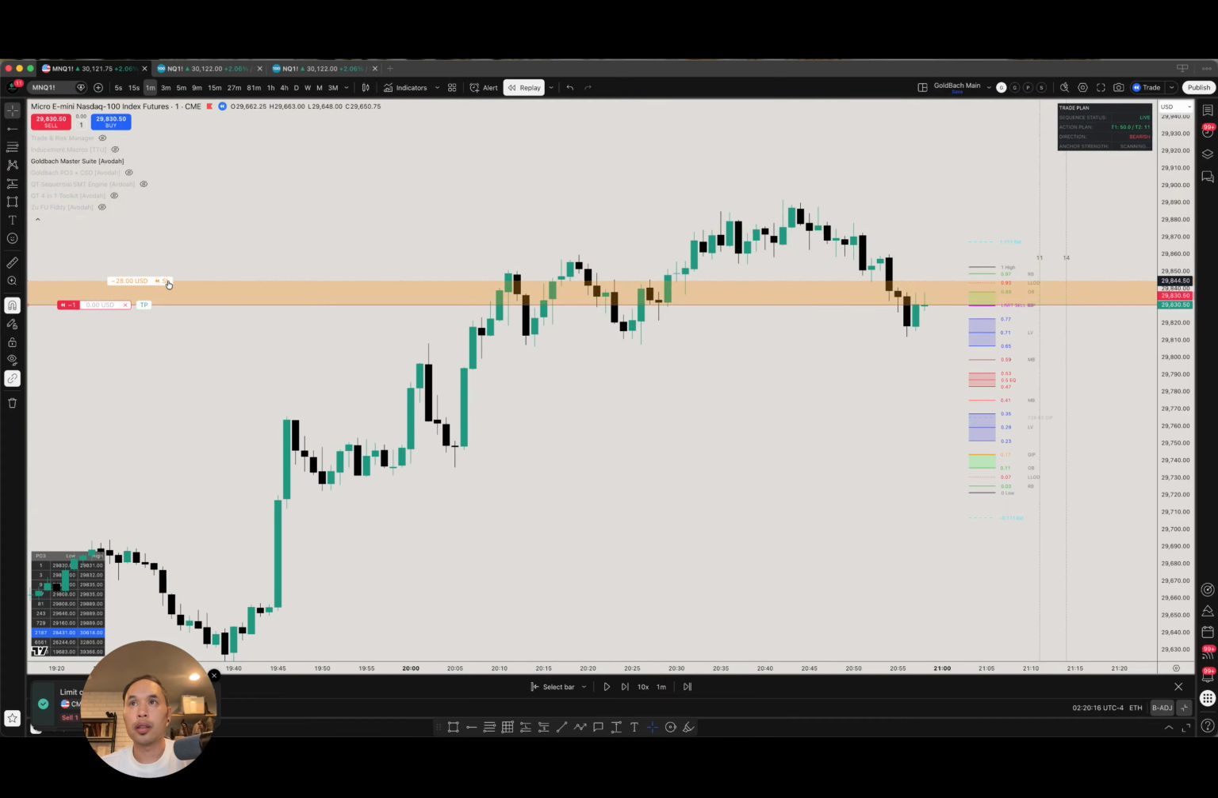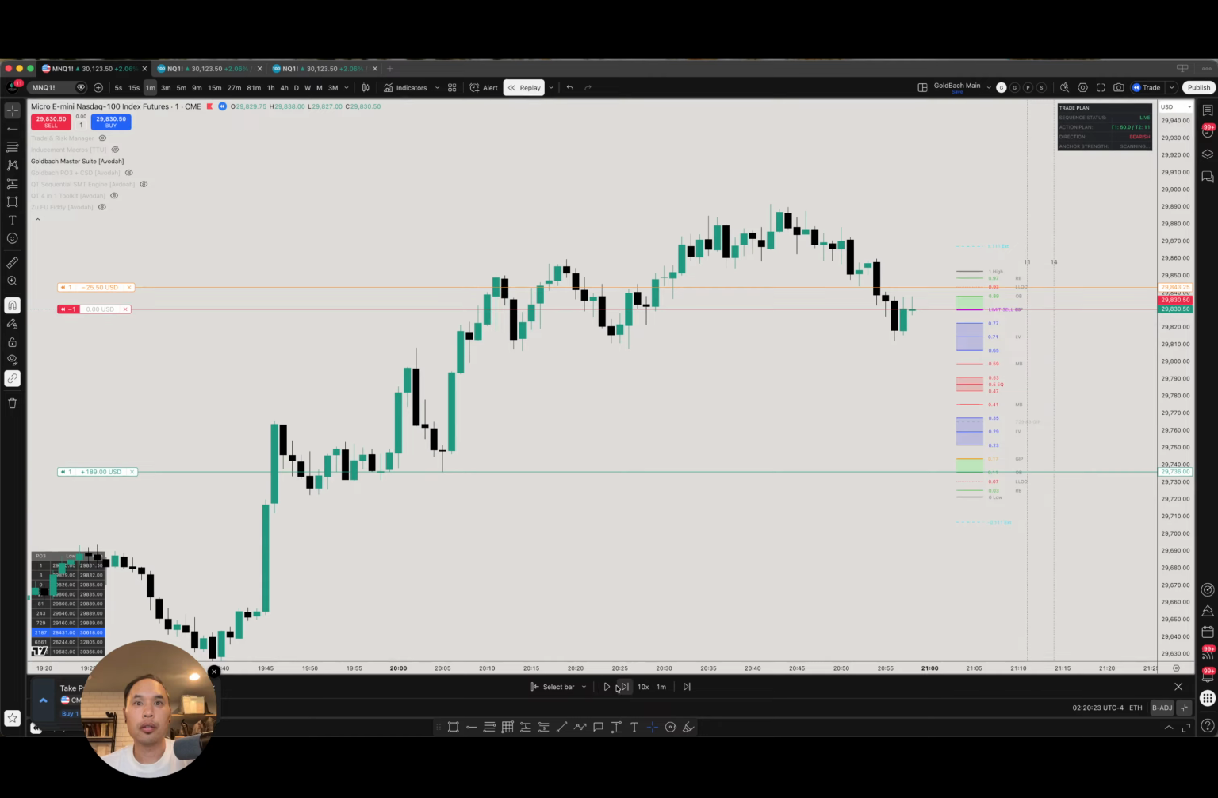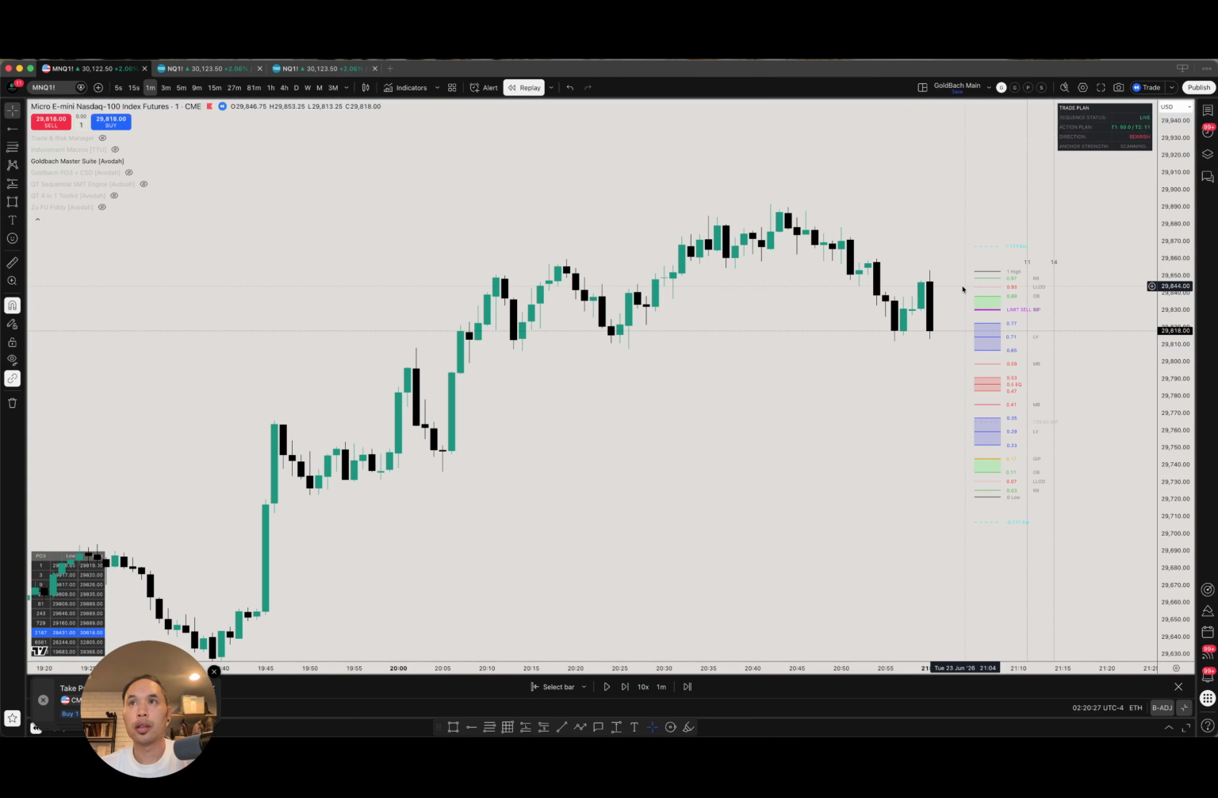Stop loss at the 93. TP at the OB level. Let's play that out. Oh, stopped at the 93. Now, it's a pretty tight stop, so I could have put it at the high or maybe at the extension instead. However you want to play that out, but it is live.